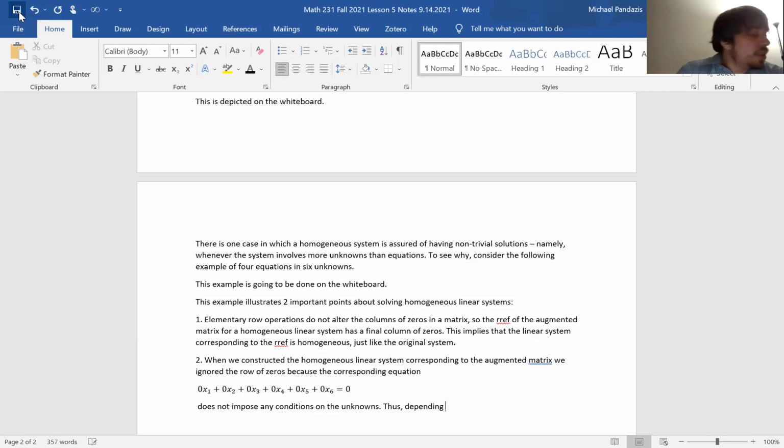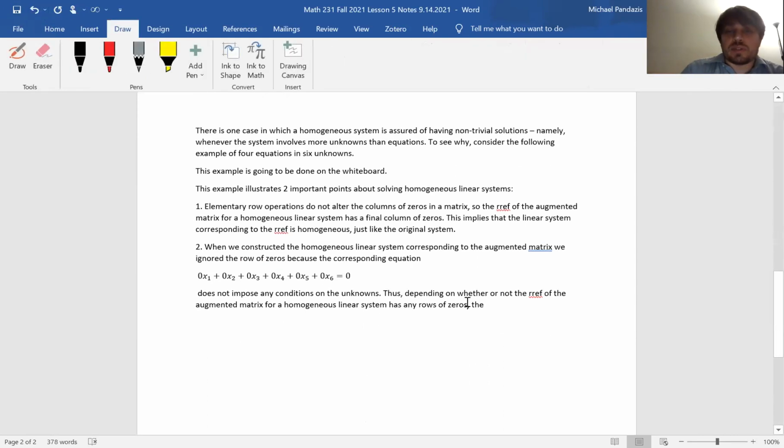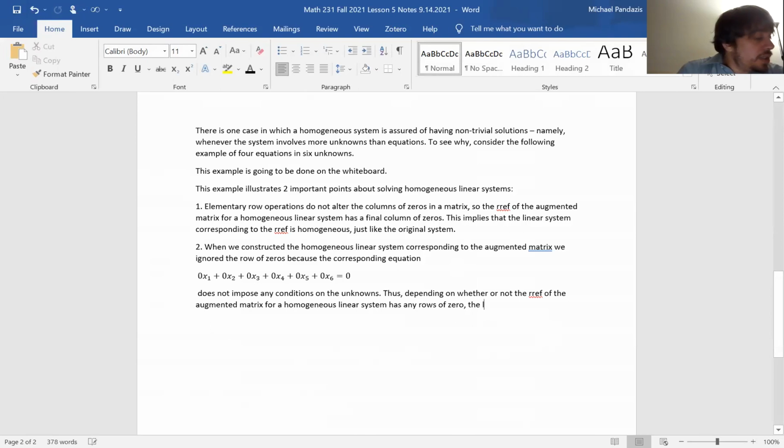Thus, depending on whether or not the reduced echelon form of the augmented matrix for a homogeneous linear system has any rows of zeros, the linear system corresponding to that reduced row echelon form will either have the same number of equations as the original system, or it will have fewer.